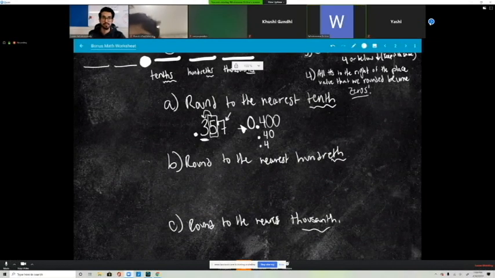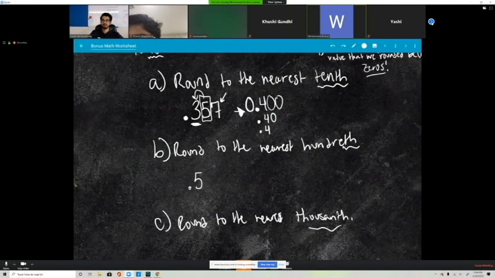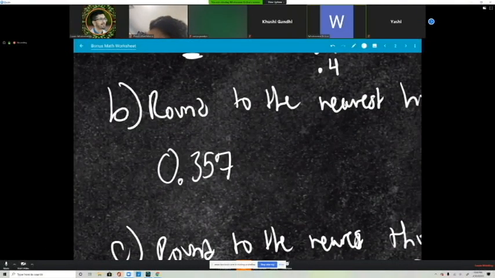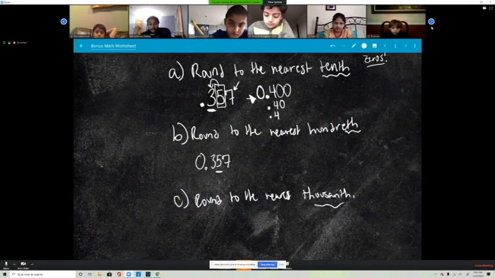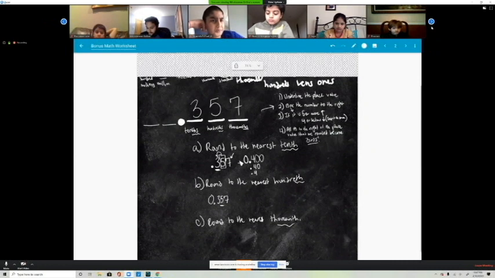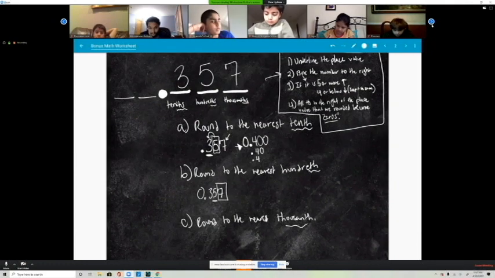What about letter B here? Round to the nearest hundredth. Let's rewrite that: 357 thousandths, 0.357. This time it says round to the nearest hundredth. Step 1, underline the 5. Sorry, I keep going zoomed in. These are the steps right here, kids. We underline the 5, and then we box the 7. The 7 is 5 and up, so that means we round up. The 5 becomes a 6.